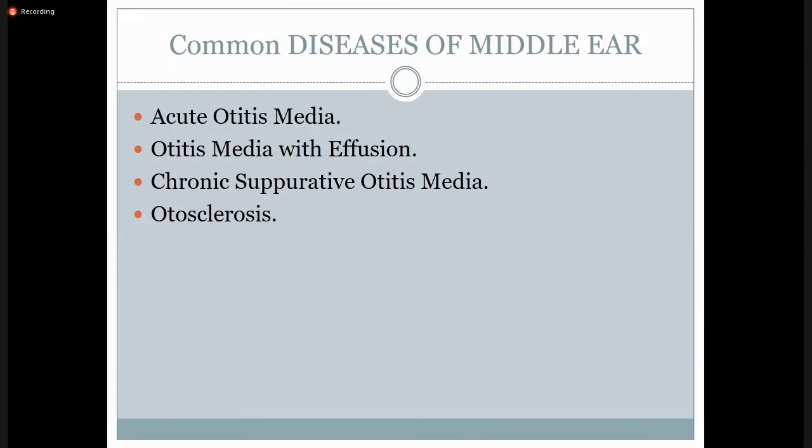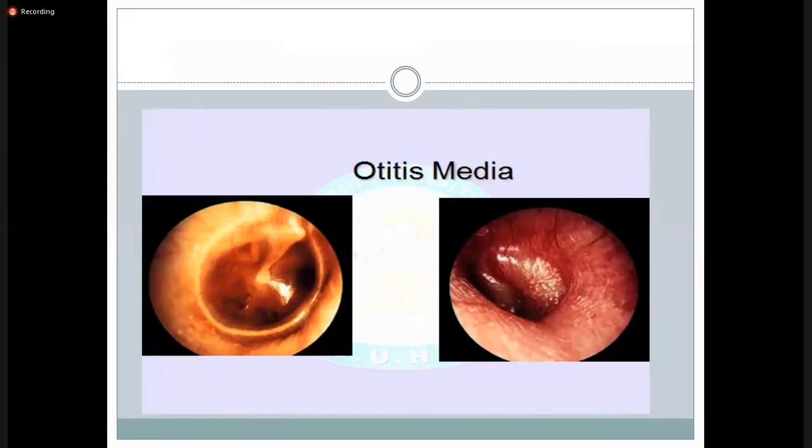Otosclerosis is another condition. We'll tell you in detail, which is less important for third years. This is what you see in otoscopy. You can see the handle of malleus. This is the umbo point. This is the cone of light. This is a normal picture of a tympanic membrane.